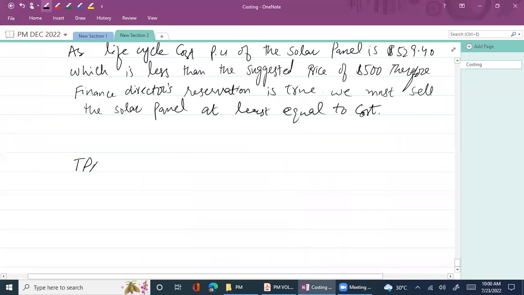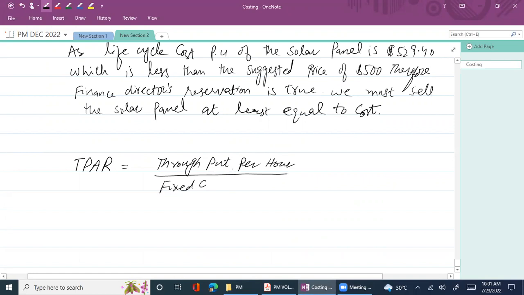Throughput accounting ratio is equal to throughput per hour divided by fixed cost per hour. Throughput is basically your return. So throughput per hour is basically return per factory hour, that is, how much we are getting as a return per hour of the factory. We will divide it by the fixed costs per hour.